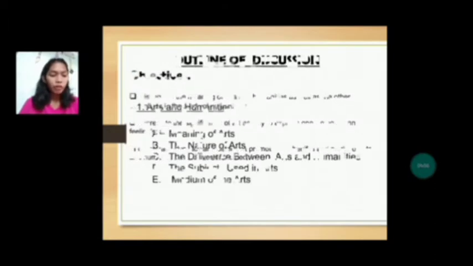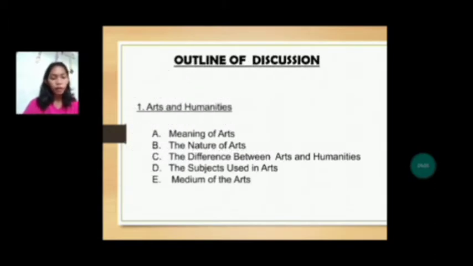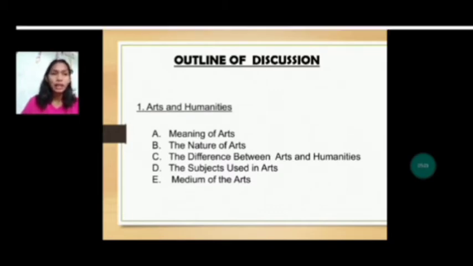More so, you will be informed of the outline of our discussion. It will start with the main topic, art and humanities, and with the subtopics such as the meaning of arts, the nature of arts, the difference between arts and humanities, the subject used in arts, and lastly, the medium of the arts. Let us now start our discussion by understanding arts and humanities.